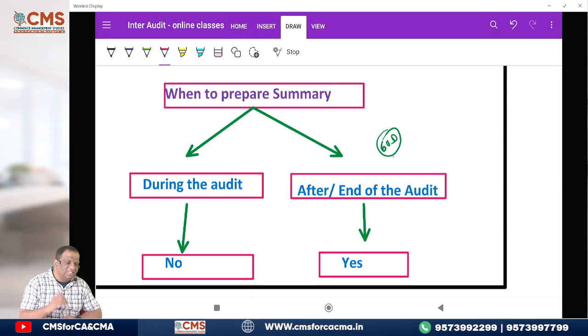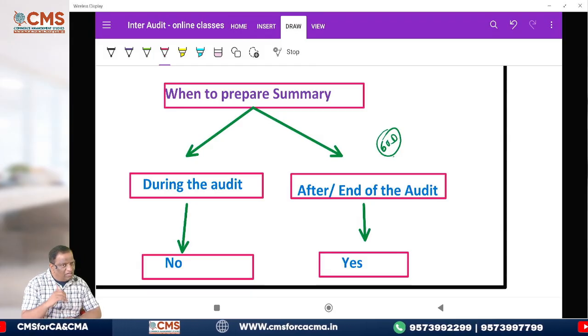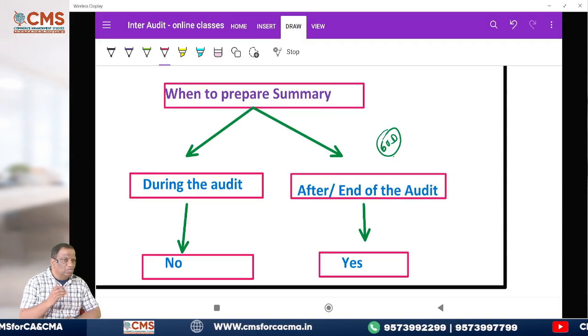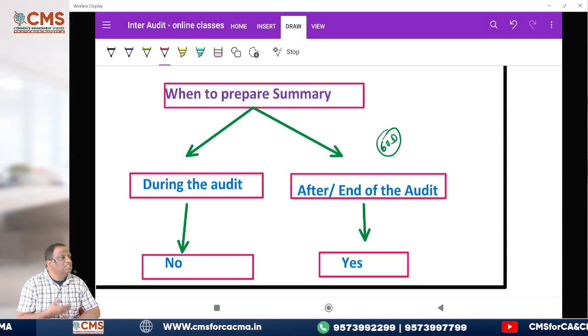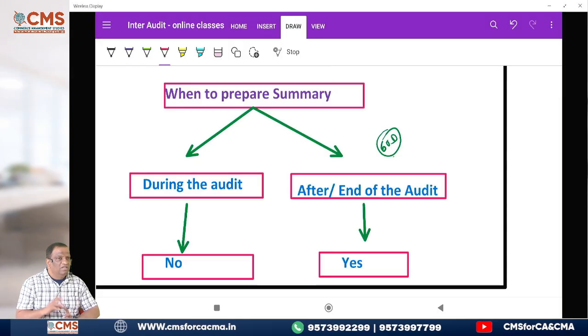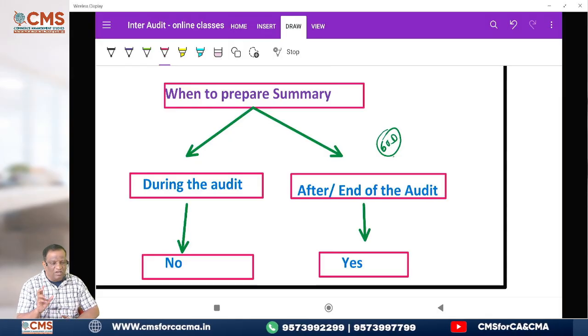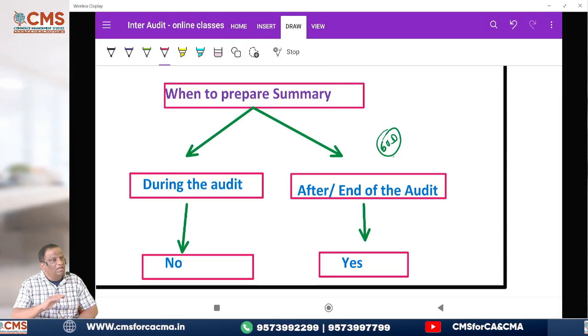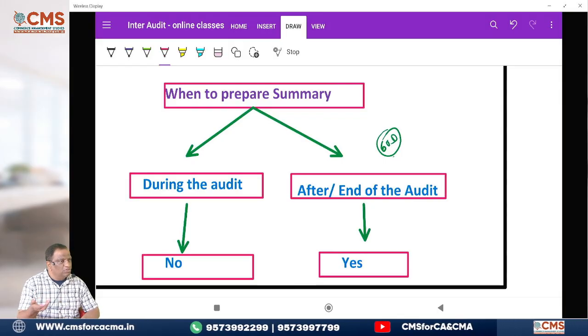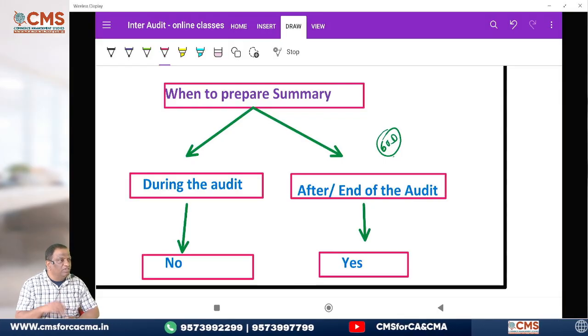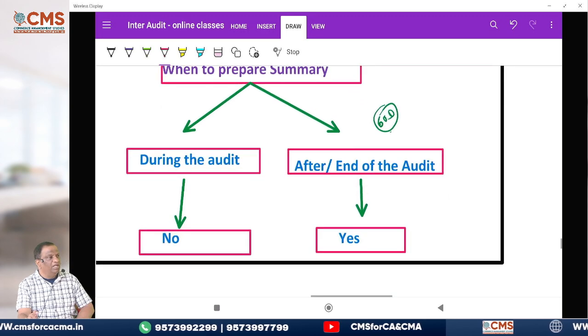Again, since it is a part of documentation, you have to go back to the documentation. For assembly of documentation, how many days are given? 60 days. So combining this from a concept basis, you can ask, what is the time limit for preparing the completion document? It is a part of documentation, so the same documentation timelines would apply. Within 60 days, you have to complete it.